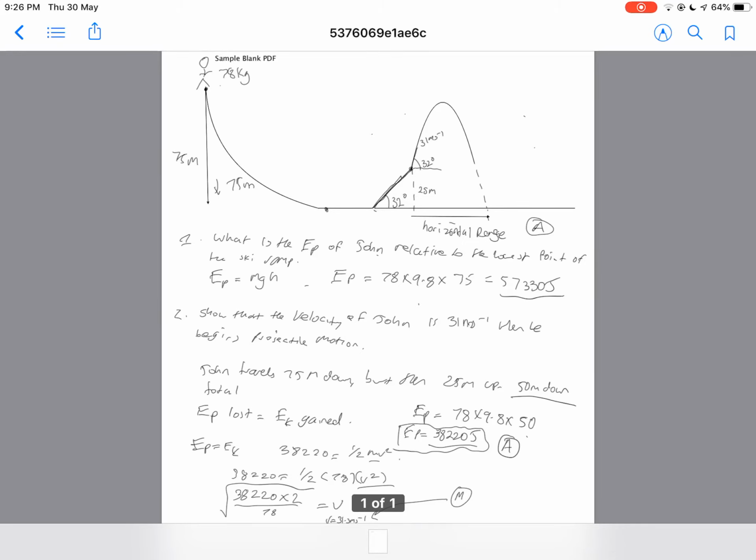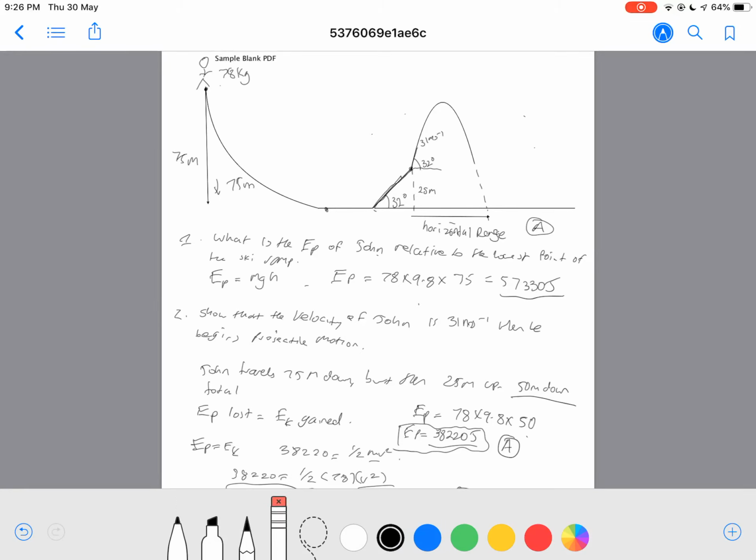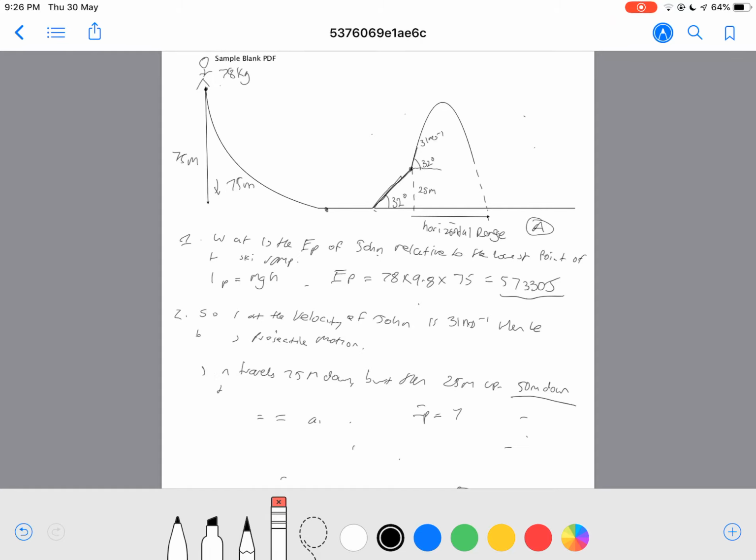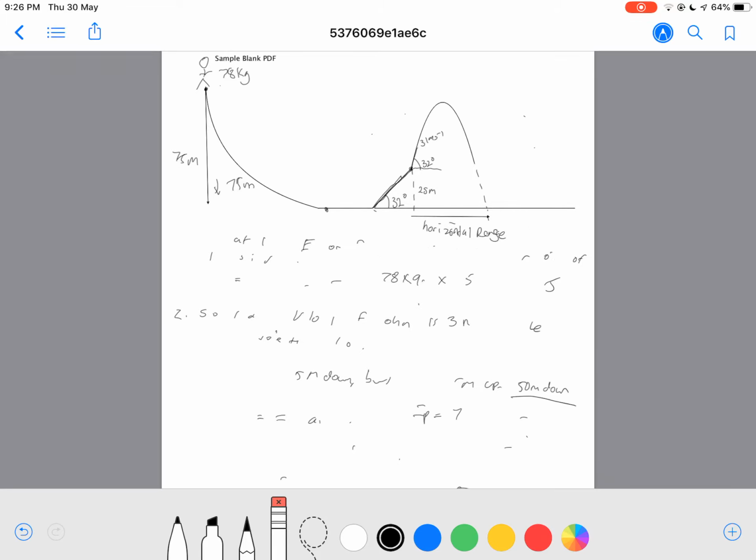Next question. I'm just going to rub these questions off, so don't forget to pause the video if you need to see what I've written. I'm rubbing everything off because I want the diagram to be here so I can explain easier.